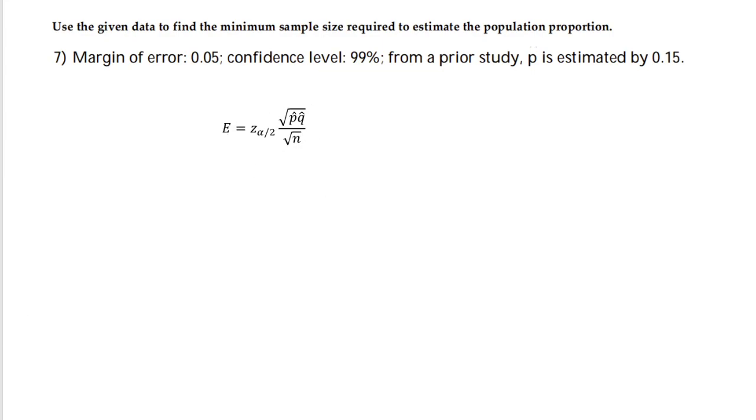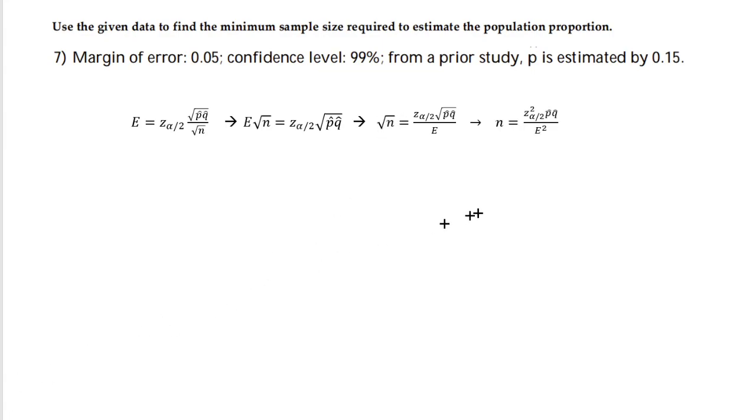So let's do that. First, you want to multiply the square root of n on both sides, so that you have e times square root of n equals z alpha over 2 times square root of p hat q hat. And then you want to divide by e on both sides, so that you've isolated square root of n, and ultimately you have to get rid of the square root as well. So you square both sides, and you get the square of the critical value z, and then the square of e, but the square root gets cancelled by the square, so you just get p hat q hat. So this is the formula for the sample size. Now let's plug in everything we need.